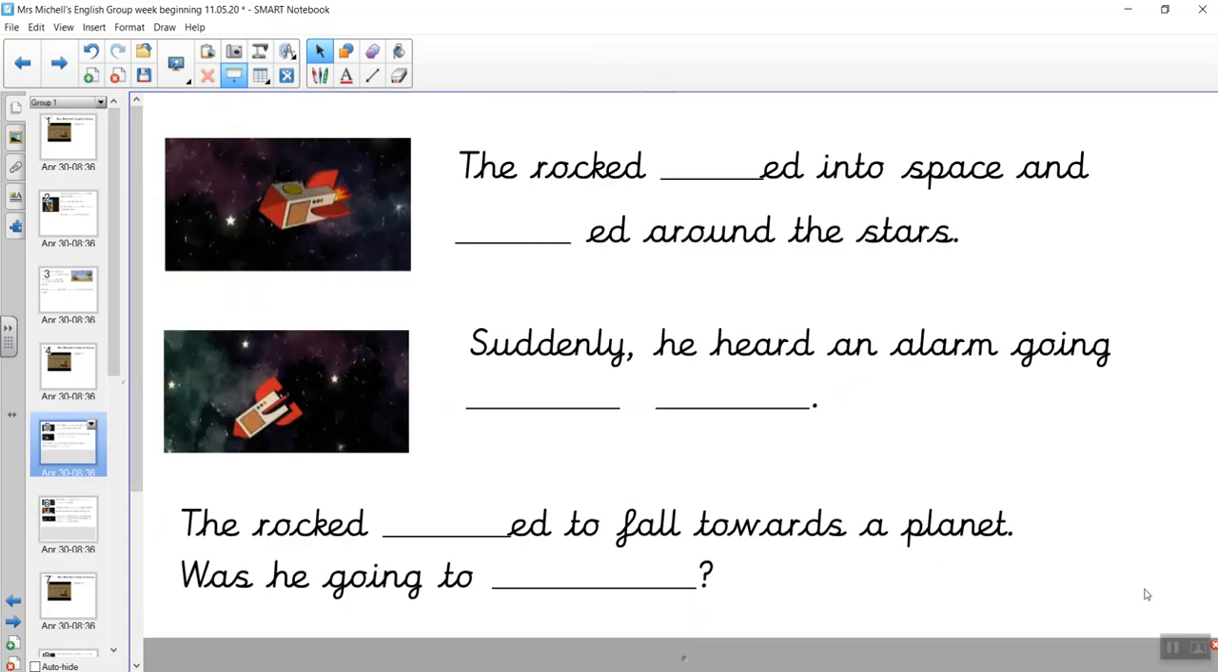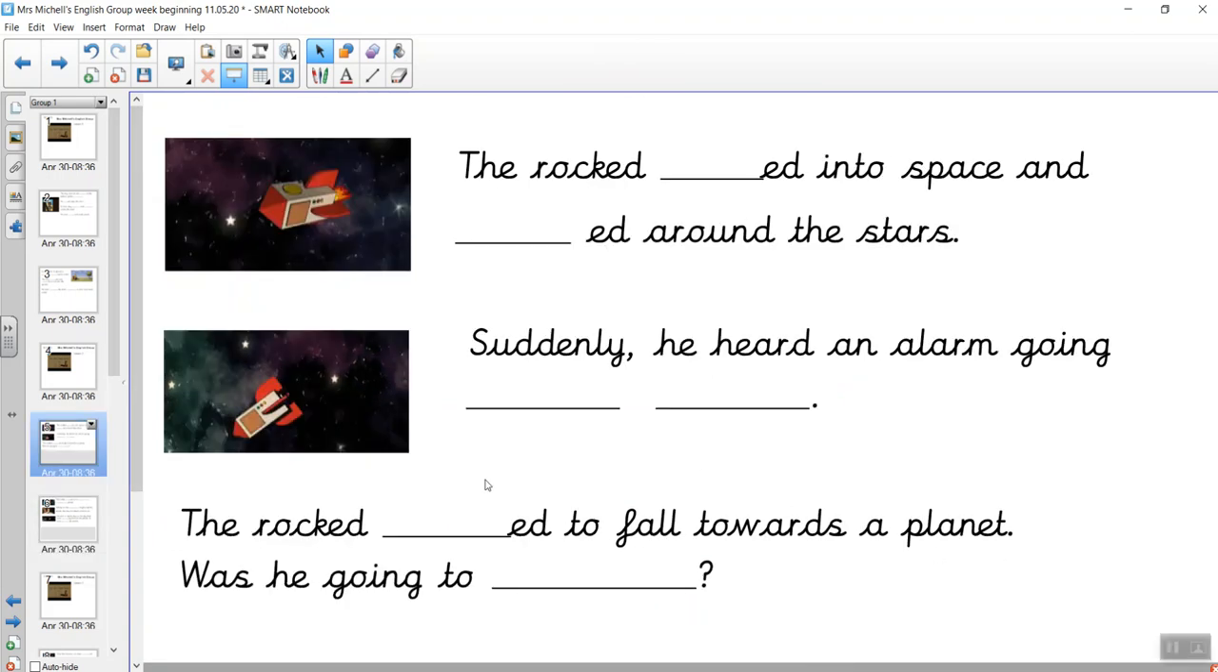Okay, let's go back to this one here and read from the beginning. This is my story. Yours might sound a little bit different. The rocket zoomed into space and travelled round the stars. Suddenly, he heard an alarm going beep, beep. The rocket started to fall towards a planet. Was he going to crash?